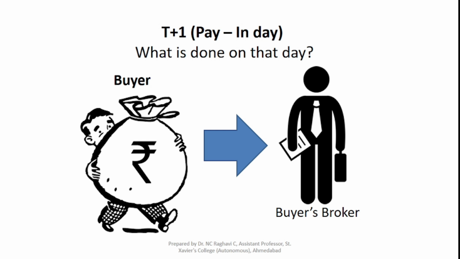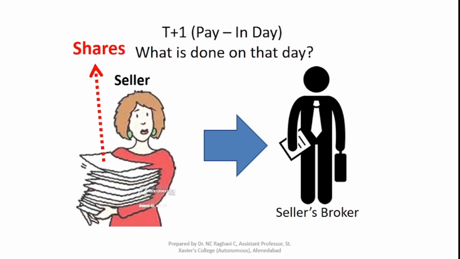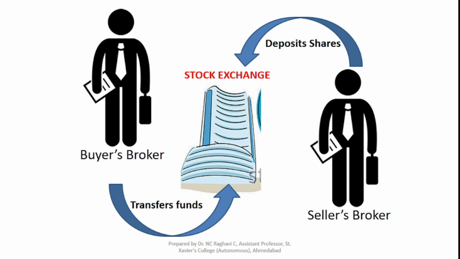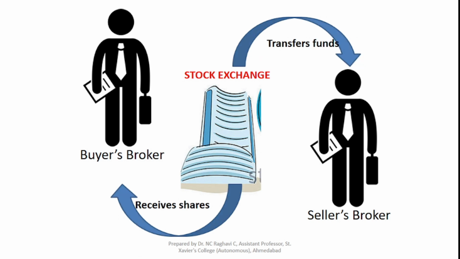On the T+1 day, what has to be done? The buyer has already given the money to the buyer's broker, so it is lying in the broker's account. Similarly, the seller has already deposited his securities with the seller's broker. On T+1, on that particular day, the buyer's broker transfers the funds to the stock exchange. Similarly, the seller's broker transfers and deposits the shares in the stock exchange. Once this is done, for the stock exchange it is pay in, because funds are transferring inside and the shares are also transferring inside.